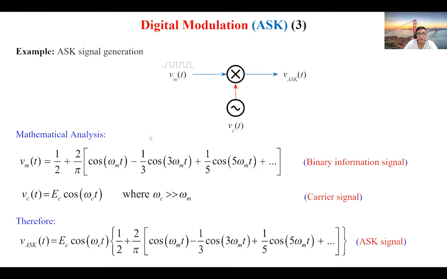Now, let's talk about how to generate an ASK signal. It's easy, just multiply the modulating signal and the carrier signal. But remember, the modulating signal must be in binary information signal form. And here is the equation for Vm(t), that's the binary information signal. And here is the carrier signal. Then just multiply both of them and you get V_ASK, that's the amplitude shift keying signal.